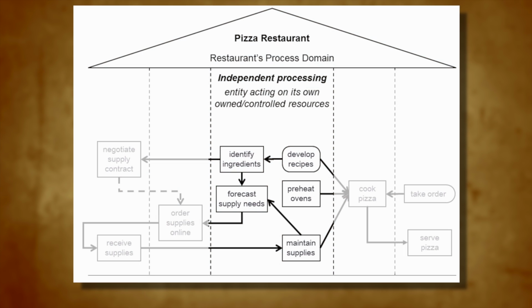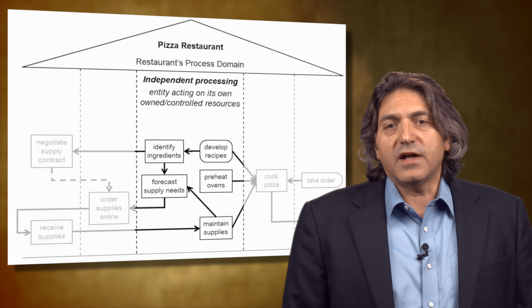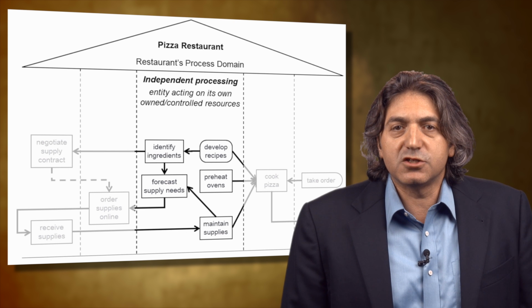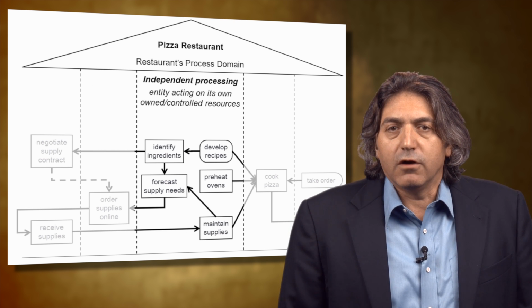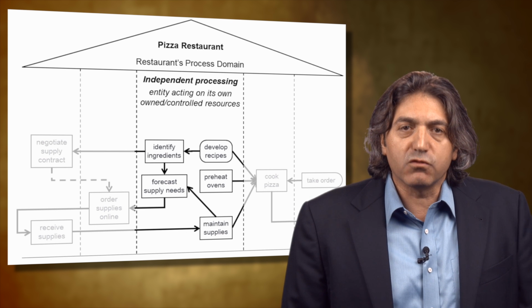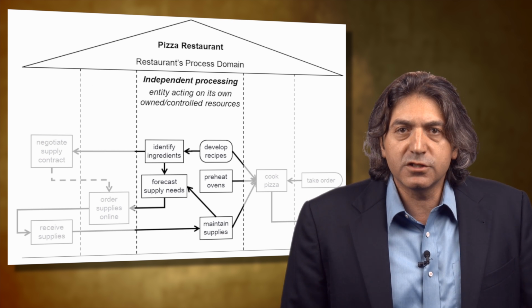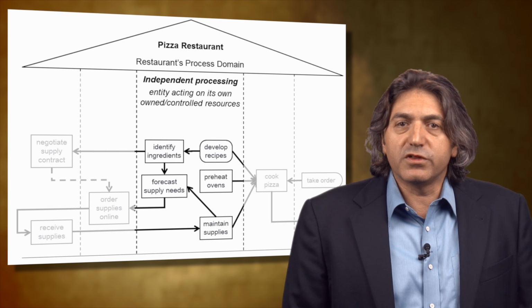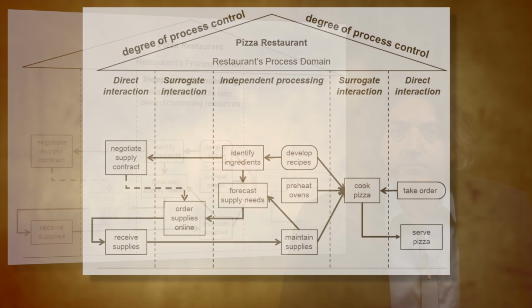Finally, in the middle, that's where the restaurant really gets to do its own thing, the region of independent processing. They take action, perform steps on their own resources, on their own stuff, with their own information. They've got their own recipes, their own pizza ovens, their own supplies. That's how we think about and diagram the process domain of the pizza place. There is stuff the pizza place does when interacting with others. There is stuff it does with resources and information it gets from others. There is stuff it does on its own with its own resources and information.